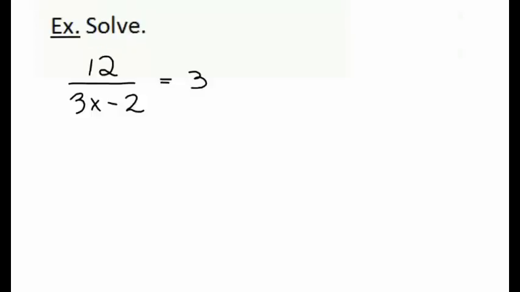Let's look at the following example. 12 over 3x minus 2 is equal to 3. Now remember that over on the right-hand side, because we have the value of 3, we can think of this as a fraction over the number 1. This means that the LCM of our two denominators, 3x minus 2 and 1, is really just 3x minus 2. This suggests that if we multiply both sides by 3x minus 2, we can get rid of all of our fractions.